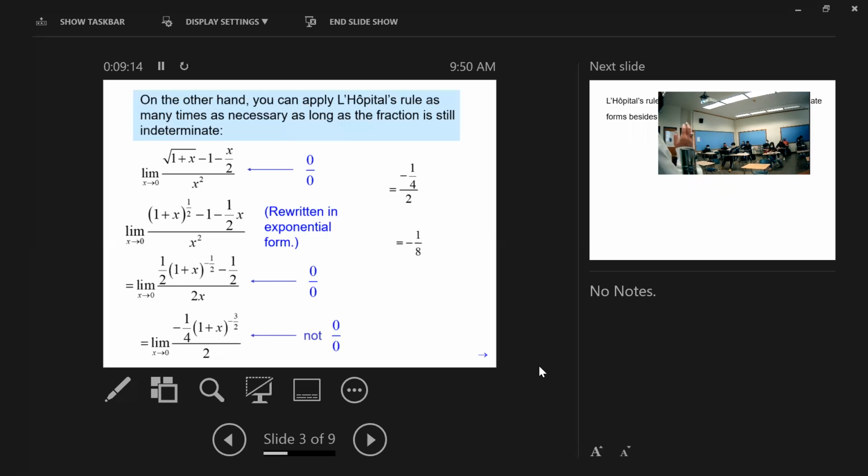So that means the limit of this graph as x goes to 0, it's trying to get to a height of negative 1/8. But that's the problem without seeing the picture.